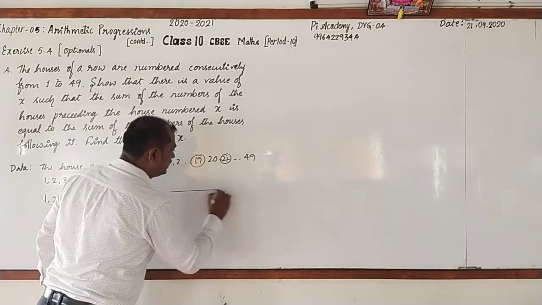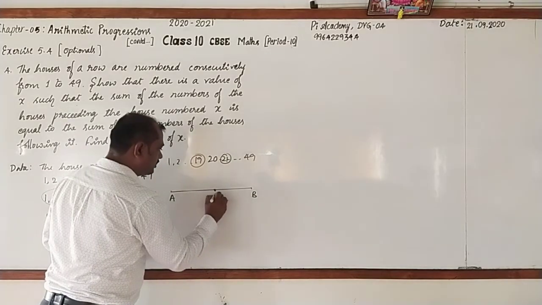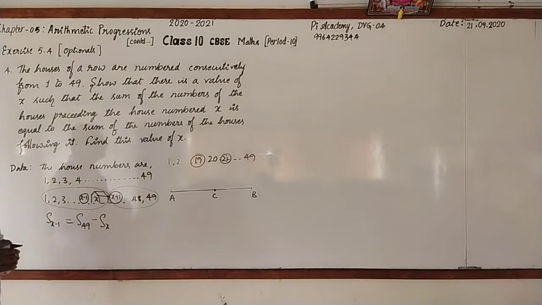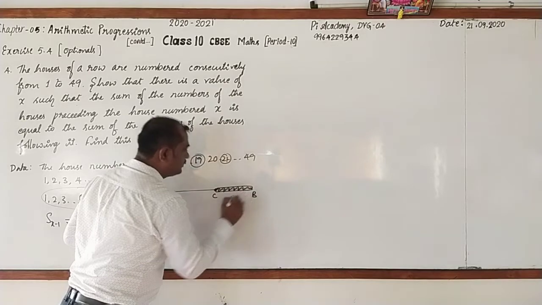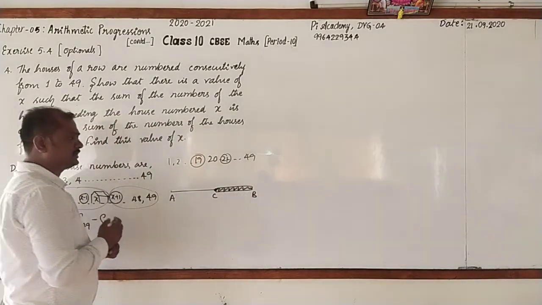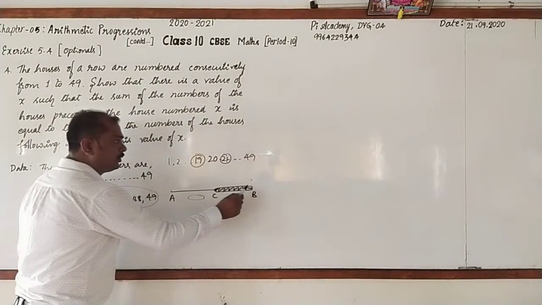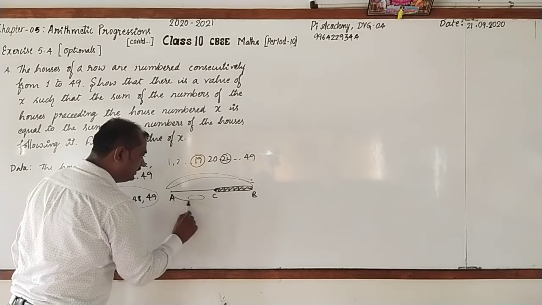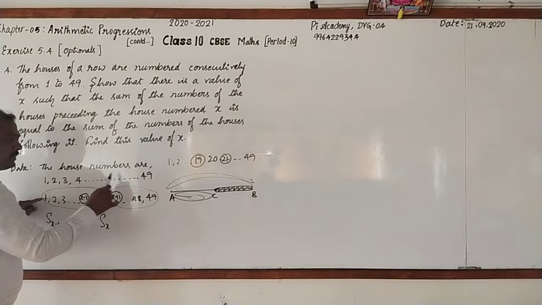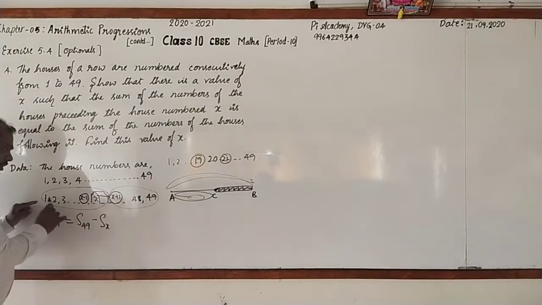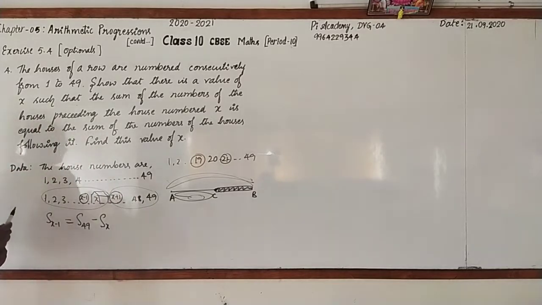For example, here is a line segment. Its length, you may call it as AB. Then call a point C. Look here, we want the length of BC. How do you find out the length of BC? When you know the whole length and AC, what will you do? It is AB minus AC, that will be equal to BC. Similarly, look here, sum of the house numbers up to 49 minus sum of the house numbers up to x to get that remaining. Clear?